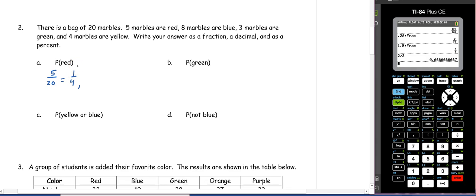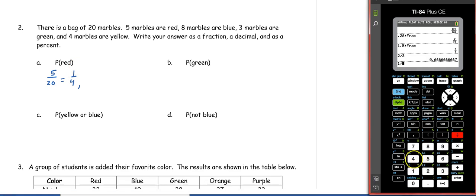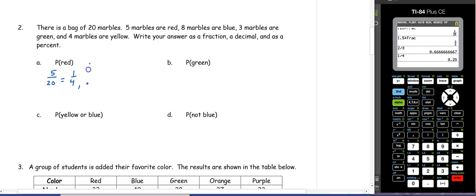So we also need a decimal and a percent. So we're going to do 1 divided by 4, which gets us 0.25. And if we move the decimal place 2 places to the right, we get our percent of 25%.